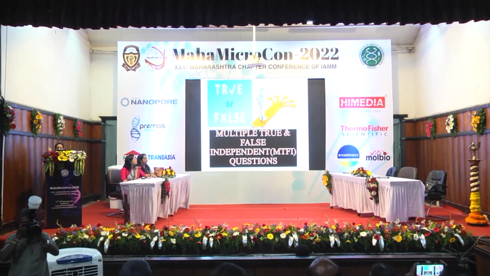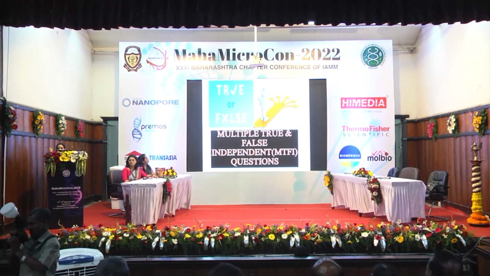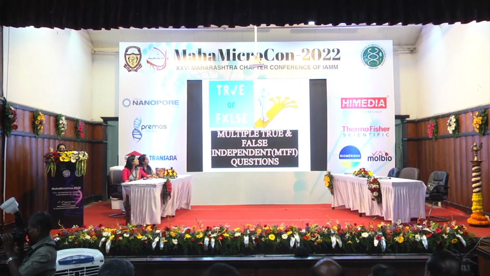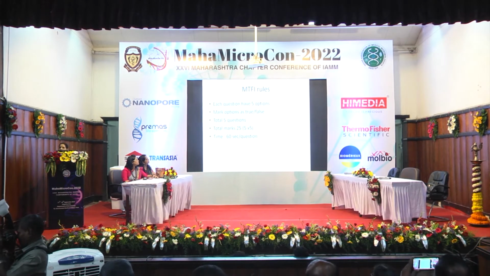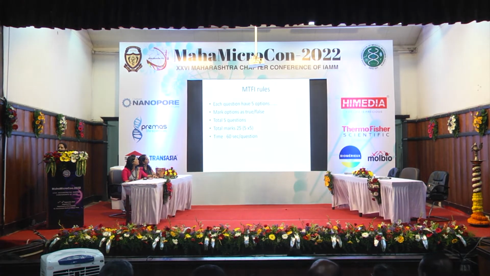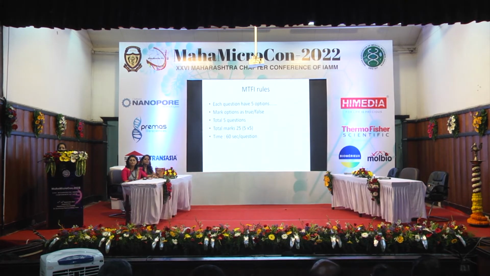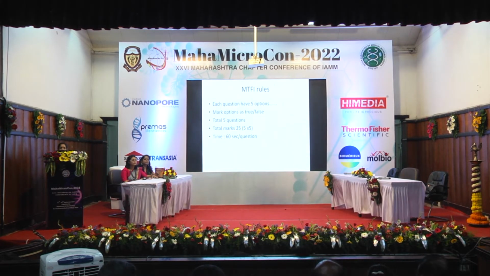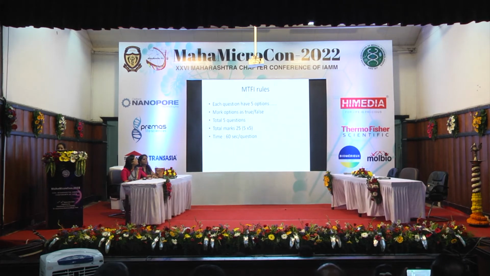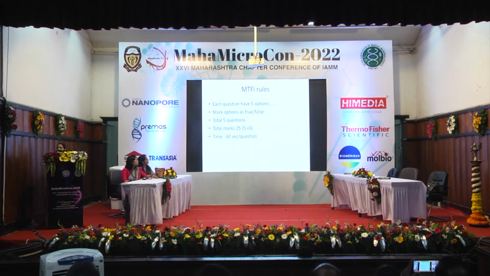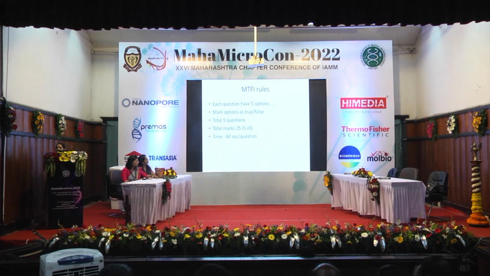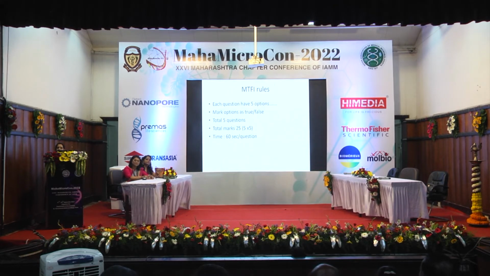Now coming to the first, that is the multiple true and false independent questions. Each question will have 5 options. Mark the options as true or false. Total there will be 5 questions with 5 sub-questions. Total marks are 25 for this round, and time given will be 60 seconds per question, consisting of 5 sub-questions. Clear? Should I proceed with the first question of the MTFI round? Everyone ready? Yes? Best of luck again, and may the best PG win the quiz.